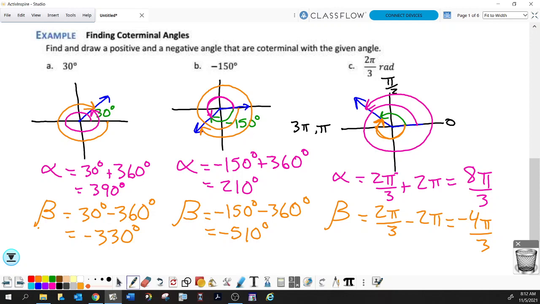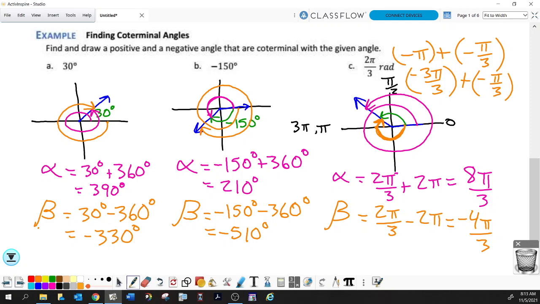So I have negative pi and another negative pi over 3. Here's negative pi. Here's negative pi over 3. And pi is 3 pi over 3. So you could say this is negative 3 pi over 3 and negative pi over 3. The result is negative 4 pi over 3.